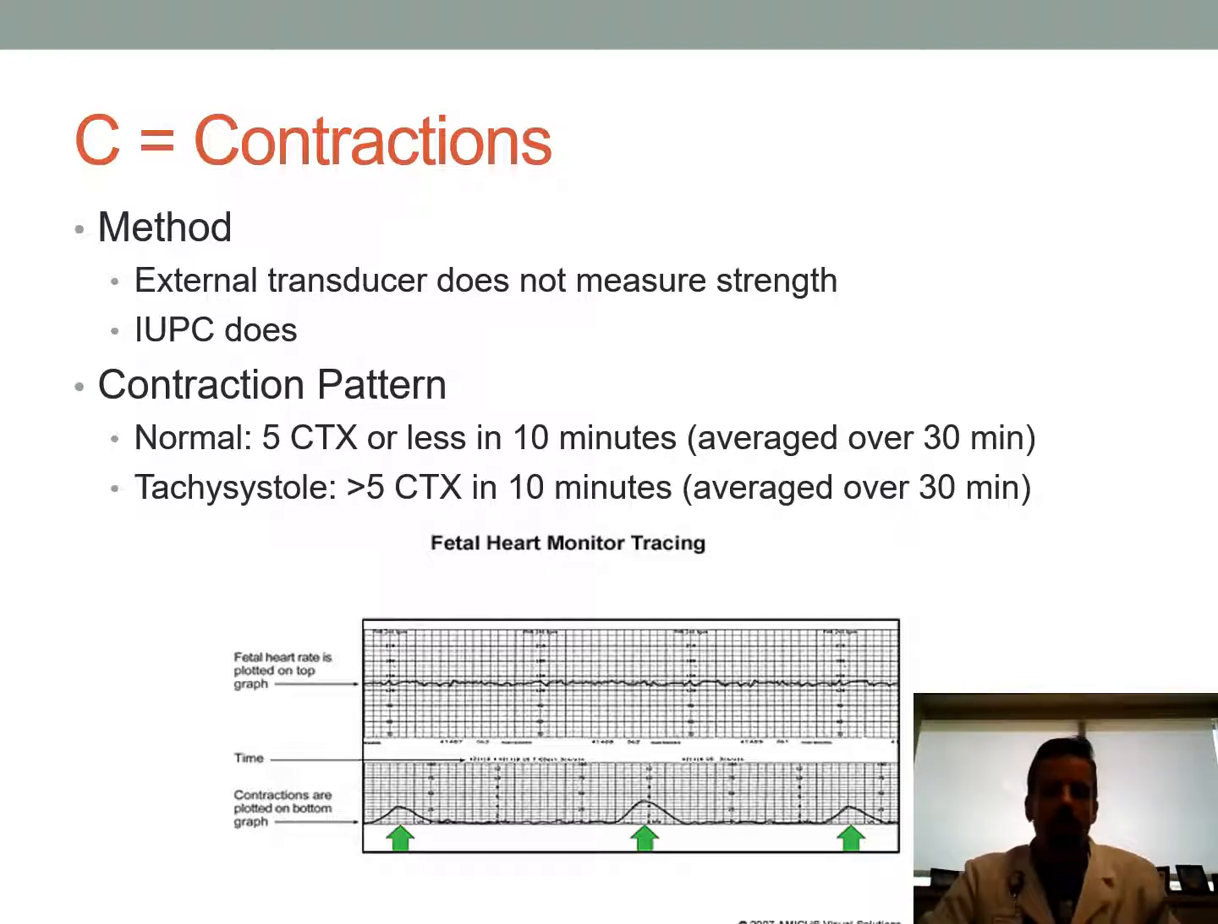So on to contraction patterns. A normal contraction pattern is 5 contractions or less in a 10-minute window, averaged over 30 minutes. Tachysystole is when there are greater than 5 contractions in 10 minutes, averaged over a 30-minute window.